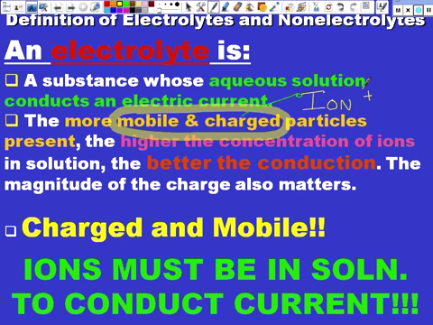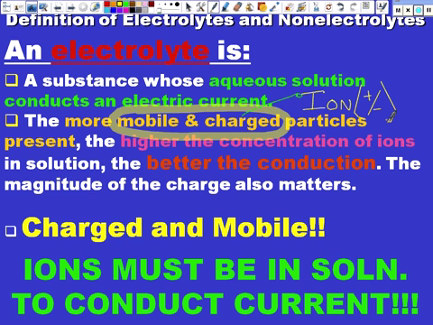The higher the concentration of ions in the solution, the better the conduction. So let me explain this. If I have a 0.1 molar solution of hydrochloric acid, and I have a 1 molar, so 0.1 versus 1, which one has a higher concentration? 1. So which one would be a better electrolytic solution? The 1 molar. So let me explain something to you.